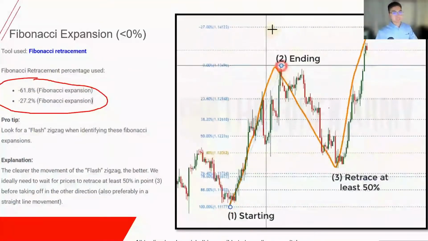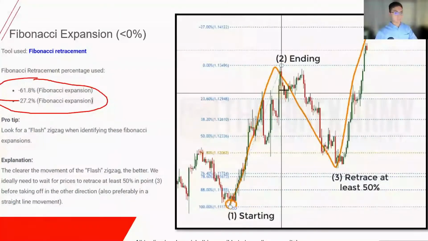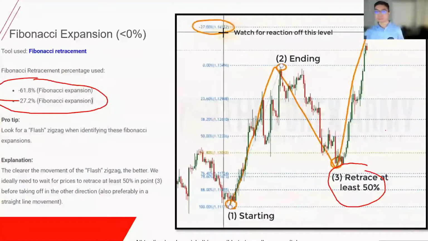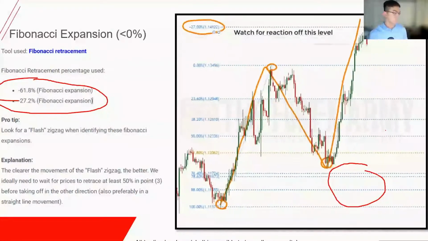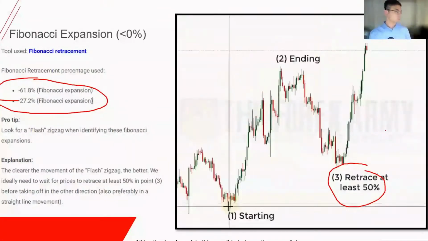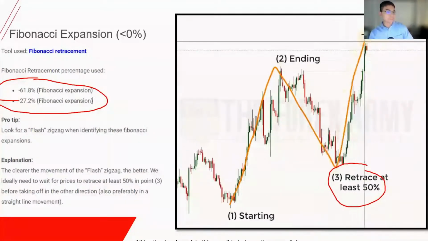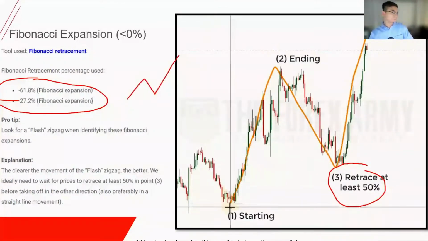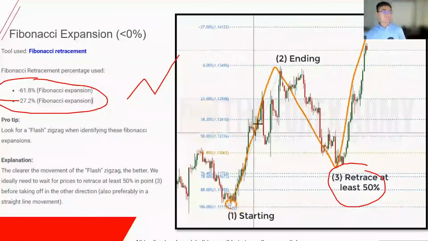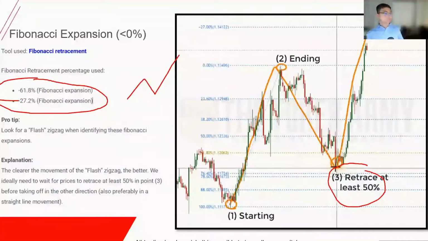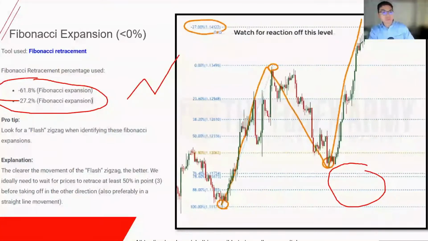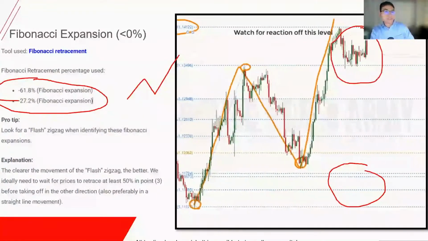Take a look: draw from starting to ending, retrace at least 50%. Before you notice, price actually rejected off the negative 27.2% Fibonacci line. Take a look, it looks like a zigzag, like a Harry Potter zigzag line. The explanation: the clearer the movement of the flash zigzag, the better. We ideally need to wait for price to retrace at least 50% in 0.3 before taking off in the other direction. Okay, maybe I'll just watch through it one more time. It actually rejected right here, rejected back down towards the downside.